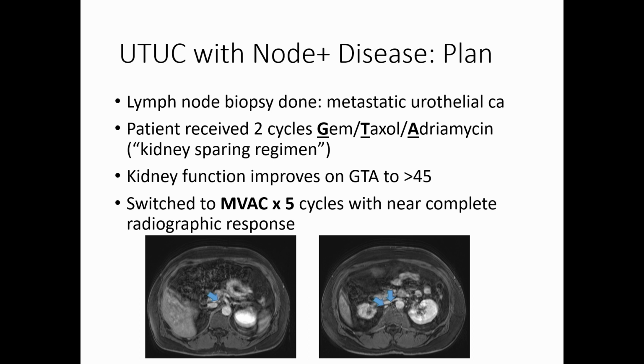At our institution, if someone is not cisplatin eligible, they give gemcitabine, taxol, and adriamycin as a nephron-sparing initial chemotherapy, because what we have observed and published on is that many times, as this chemotherapy is working and the cancer responds, their kidney function improves for reasons we don't fully understand, but we definitely have observed. And once that kidney function improves to a certain threshold, then they switch to cisplatin. The patient got MVAC for 5 cycles, and what we see now is a nearly complete response radiographically.